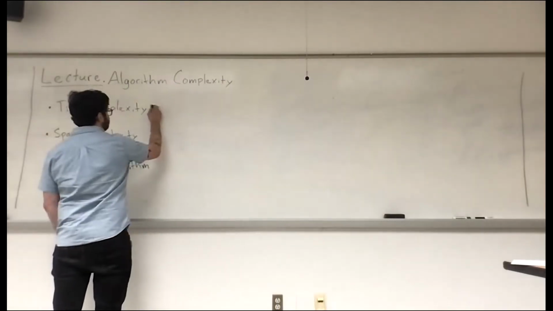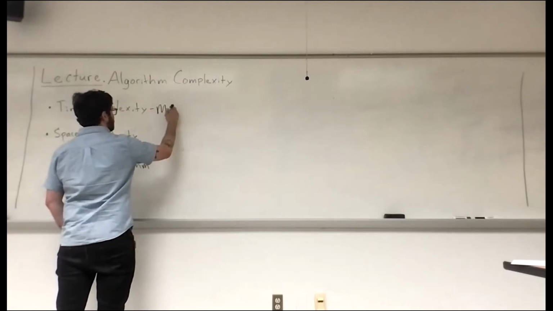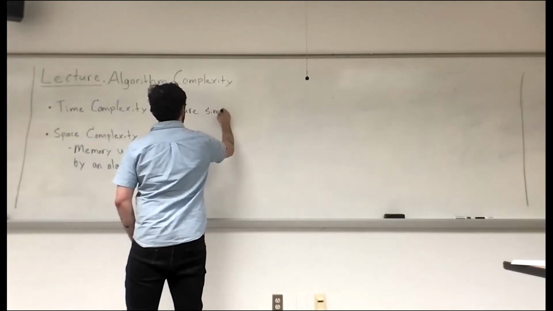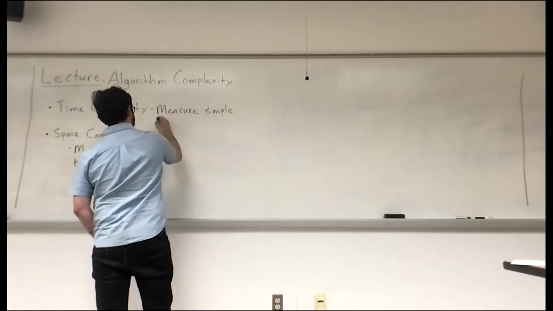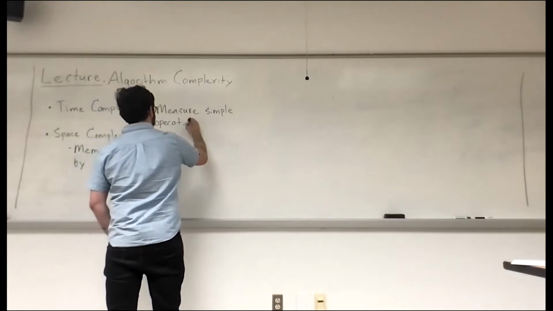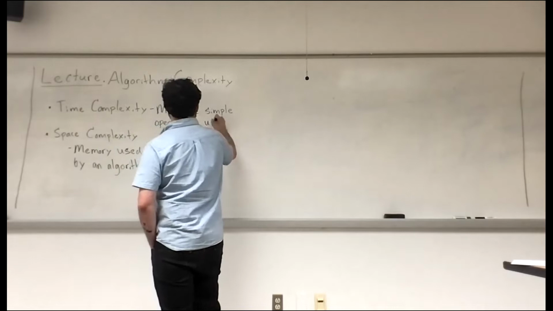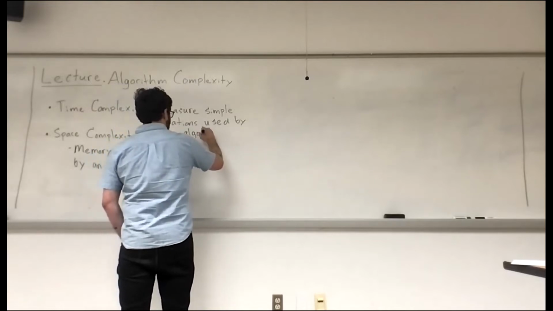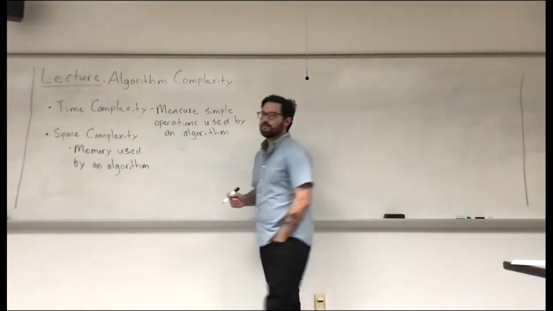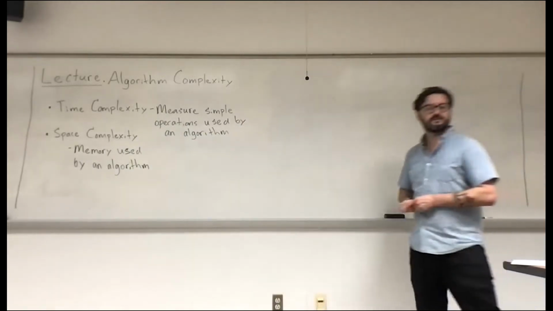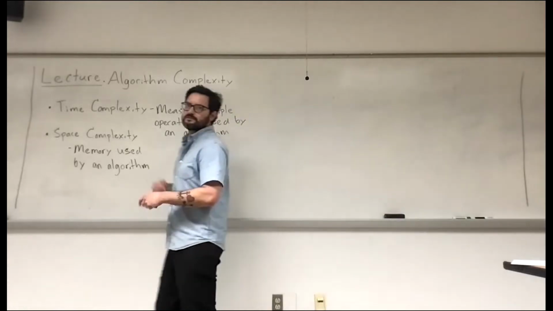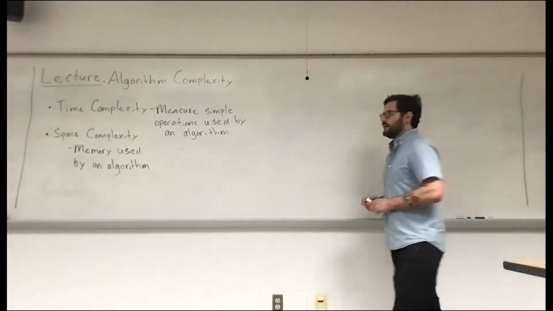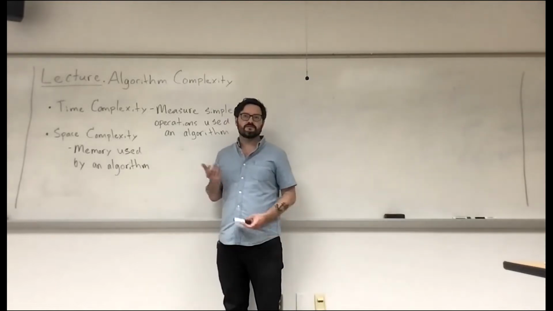This is just another way of saying we measure the simple operations used by an algorithm, and this is how we measure time complexity. Simple operations are like Boolean comparisons, additions, multiplications, divisions, subtractions, assignment. I think your Zybook refers to them as atomic operations. This is how we measure the complexity of algorithms.